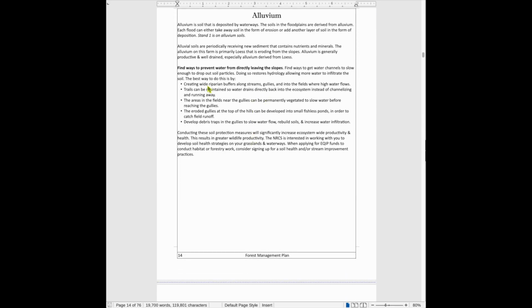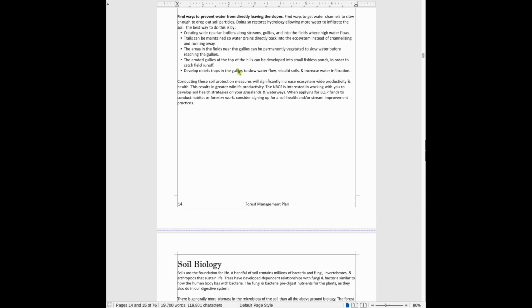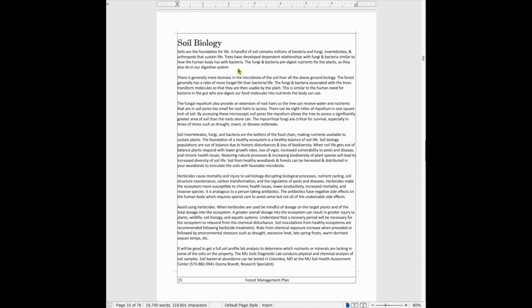Just a little more breakdown of soils, and then here's some tips on how to keep water from leaving the property. And you'll see there's a lot of gullies, so there's a lot of work that can be done.